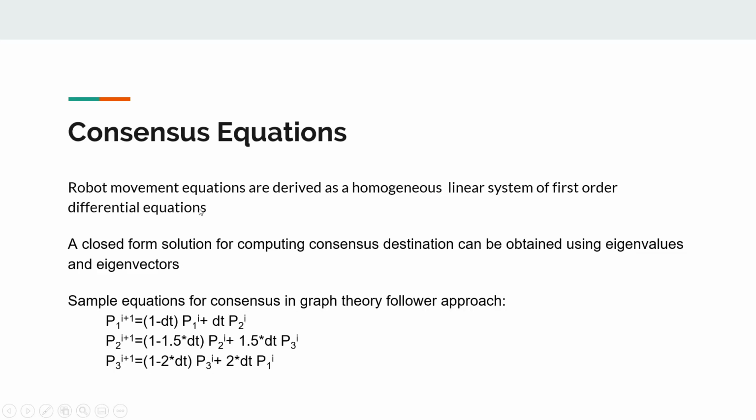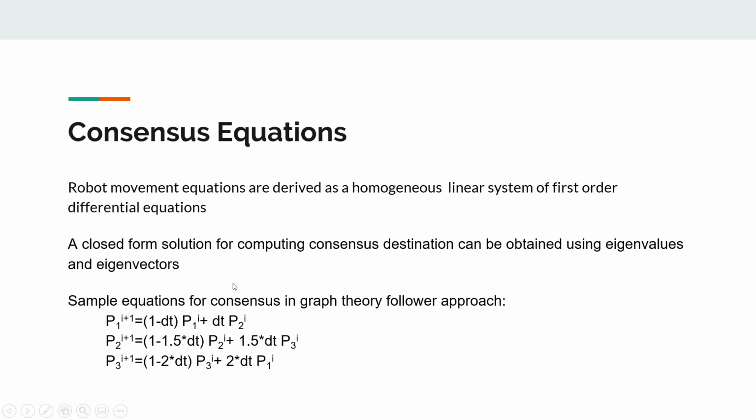Robots can make the movement based on a homogeneous linear system of first order differential equations. There are many methods to solve first order linear systems, such as eigenvalues and eigenvectors, the exponential matrix method, or the Laplace transform method. In our work, we have used eigenvalues and eigenvectors to solve the first order linear differential equations.